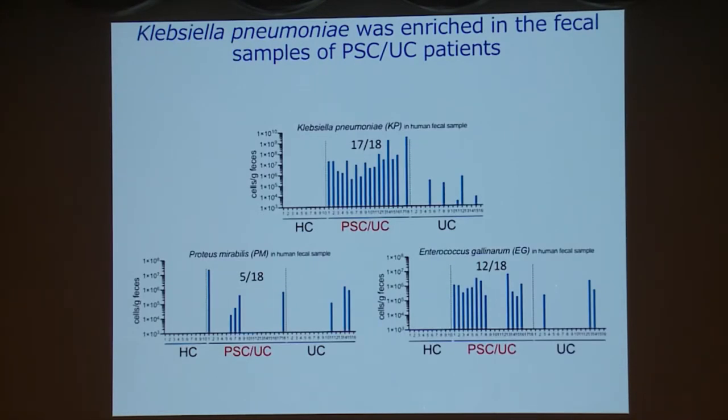Quantitative PCR analysis using human fecal samples revealed that 17 out of 18 PSC patients harbored KP, which was significantly higher than that of healthy control, NAN, and UC patients, as shown in the top panel. Similarly, the detection of Proteus mirabilis and Enterococcus gallinarum was also higher in PSC patients.